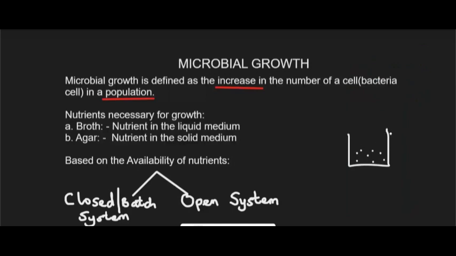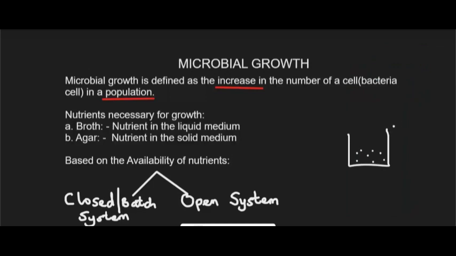Does that make sense? Now, for the open system, we humans, for instance, operate the open system of nutrition. Once we eat, we pass out the waste product, then we eat again, so there is renewal of nutrients. Does that make sense? So that's the difference between closed system and open system.